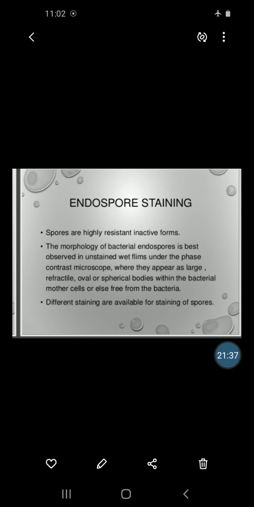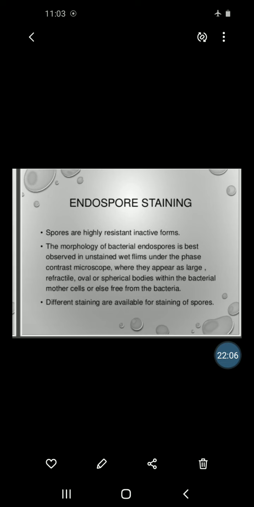The spores are highly resistant in inactive forms. The morphology of bacterial endospores is best observed in unstained wet films under the phase contrast microscope, where they appear as large refractile oval or spherical bodies within the bacterial mother cells or else free from the bacteria.